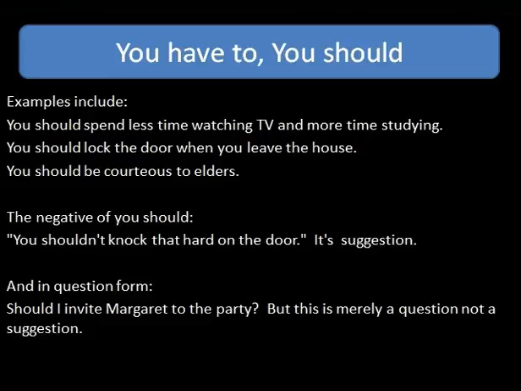And here's an example of the negative form of you should. You shouldn't knock that hard on the door. And that's a suggestion. And in the question form, should I invite Margaret to the party? But this is merely a question, not a suggestion.